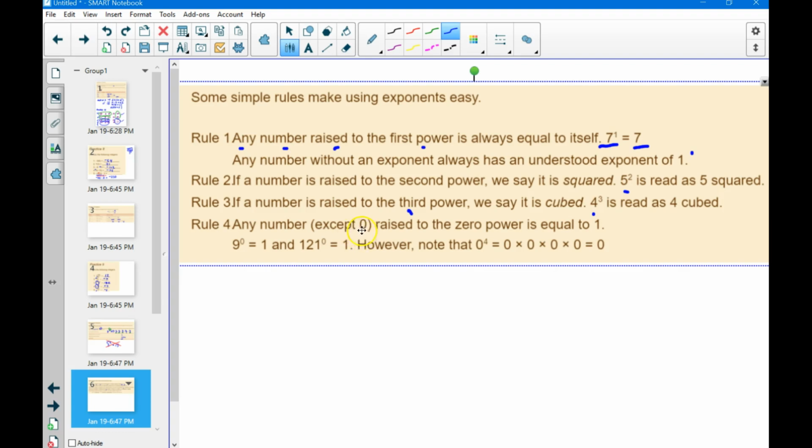Any number except 0 raised to the power of 0 equals 1. So it doesn't matter if it's 9 to the power of 0, it's just 1. 121 to the power of 0, it's 1. Any number to the power of 0 is 1, except for 0.